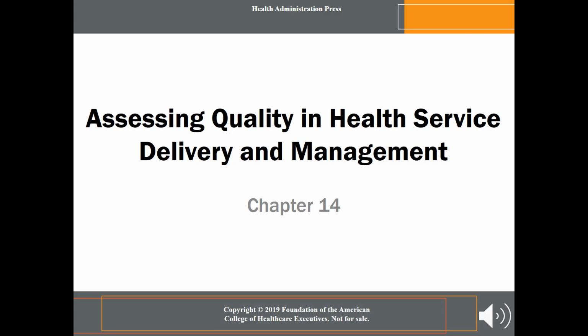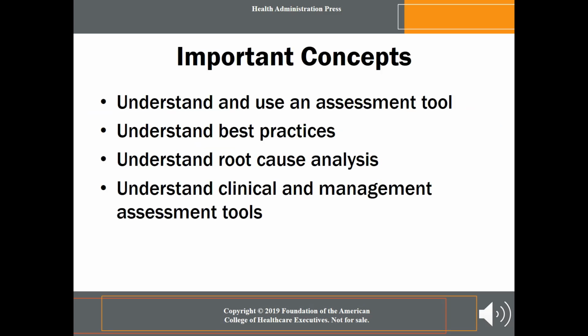Welcome to Chapter 14, Assessing Quality in Health Service Delivery and Management. Important concepts that we'll cover in this chapter are to understand and use an assessment tool, understand best practices, understand root cause analysis, and understand clinical and management assessment tools.